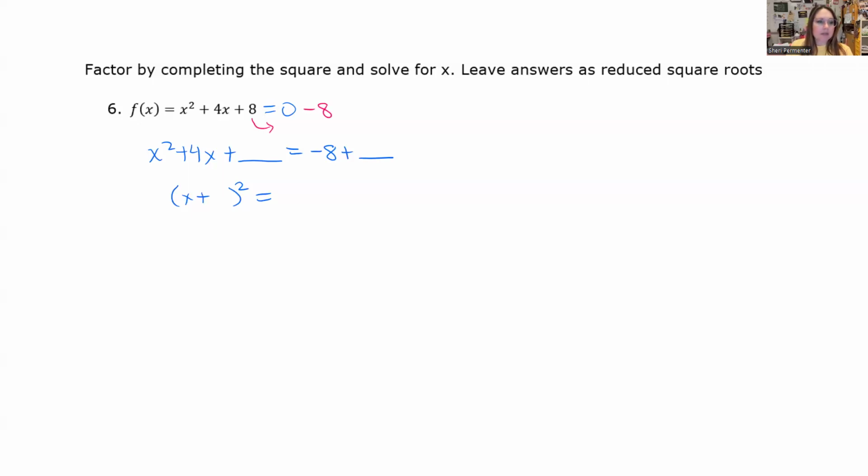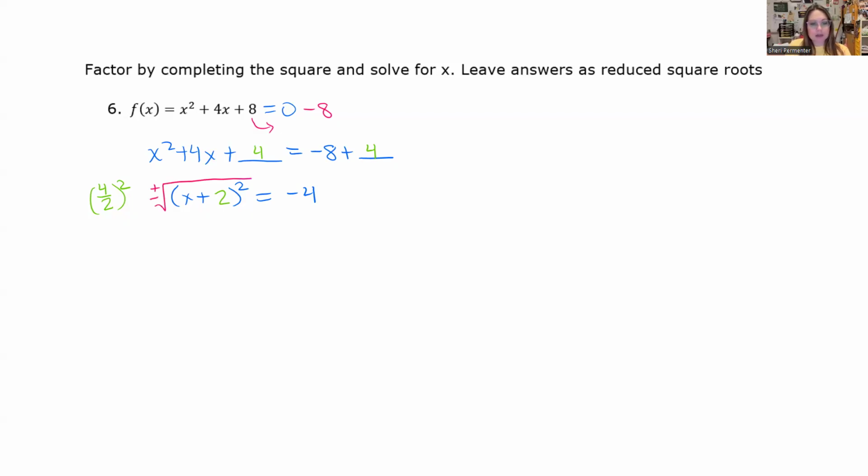Off to the side, I'm going to complete the square. So I'm going to have b divided by 2 squared. What is the b term? 4 divided by 2 squared. What's in parentheses will stay in parentheses. What's 4 divided by 2? 2. What is 2 squared? 4. So I'm going to add 4 to both sides. What's negative 8 plus 4? Negative 4.